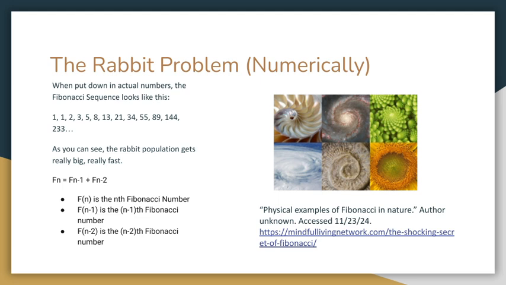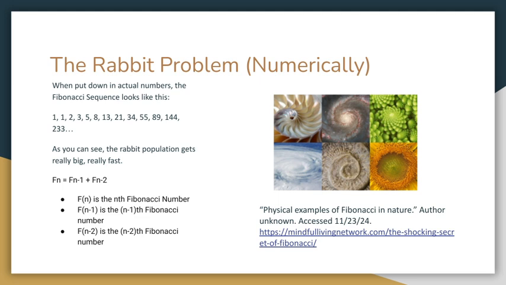The equation for the Fibonacci sequence is Fn equals Fn minus 1 plus Fn minus 2. Fn is the nth Fibonacci number and the sum of 2 previous numbers. Fn minus 1 is the previous number before Fn, and Fn minus 2 is the second previous number.